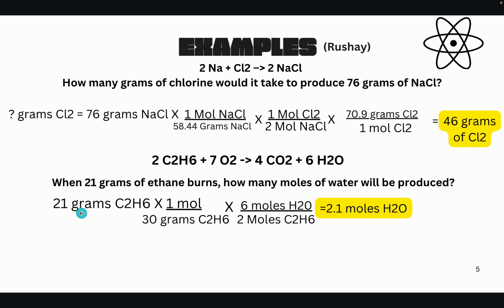First, start with what you're given, 21 grams C2H6. We want to get rid of grams C2H6, so put its molar mass on the bottom, put 1 mole on the top. So now this is in moles, and then use a molar ratio. 6 moles H2O, which we want, to 2 moles C2H6, which gives us 2.1 moles H2O. Simple, right? Look how nicely it laid this out for us.